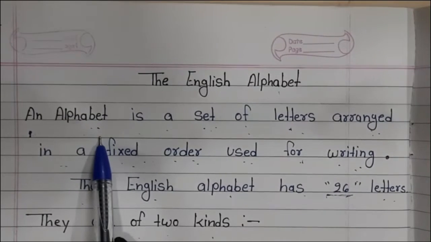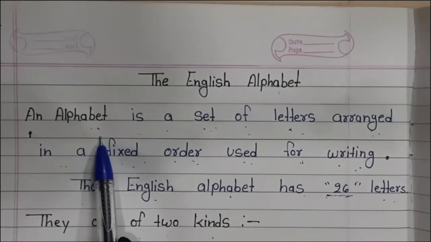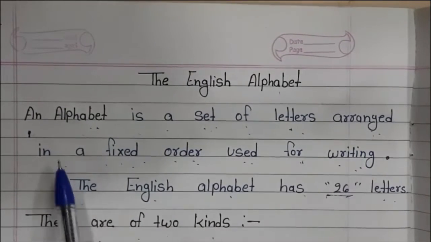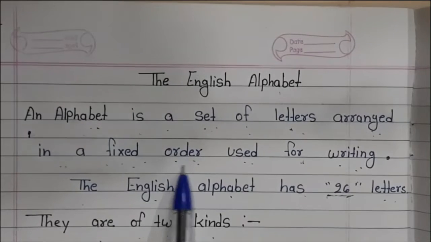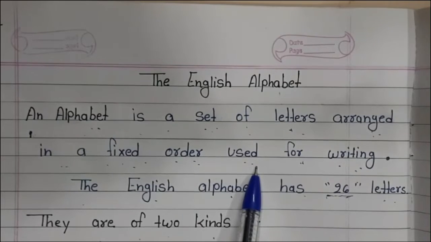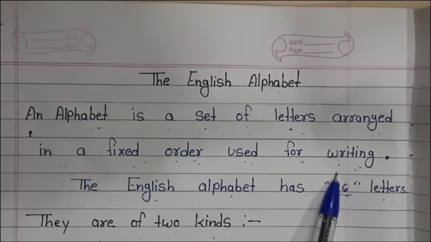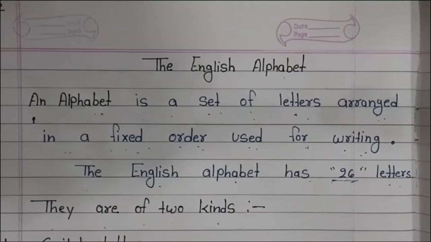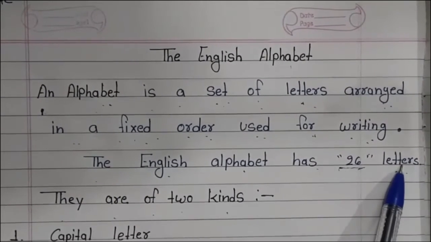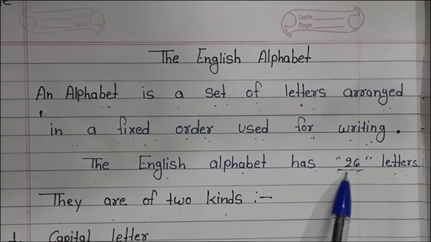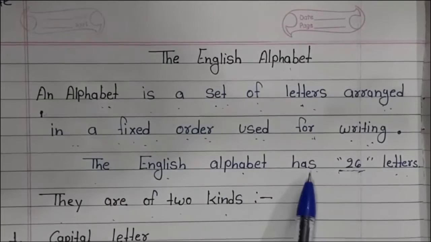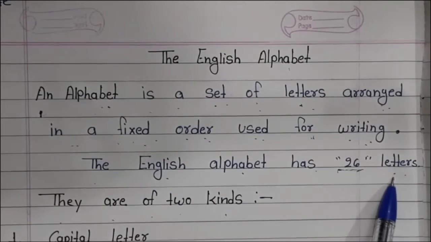So, alphabet क्या होता है? Alphabet जो होता है वो set होता है letters का. Okay? Arranged in a fixed order, जिसे हम fixed order पर arrange करते हैं और use किस लिए करते हैं? Writing के लिए. Okay? So, now the next, the English alphabet has 26 letters. कितने letters होते हैं? 26 letters होते हैं. So, the English alphabet has 26 letters.